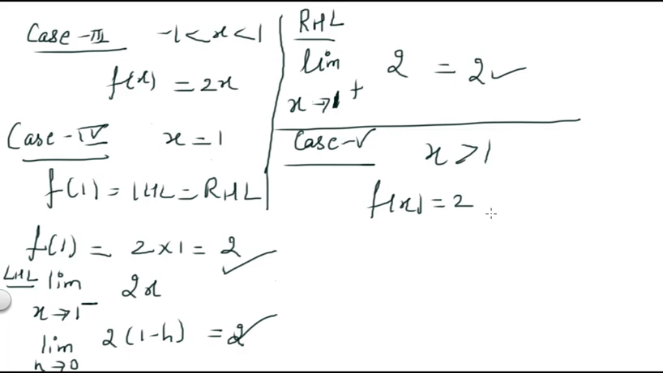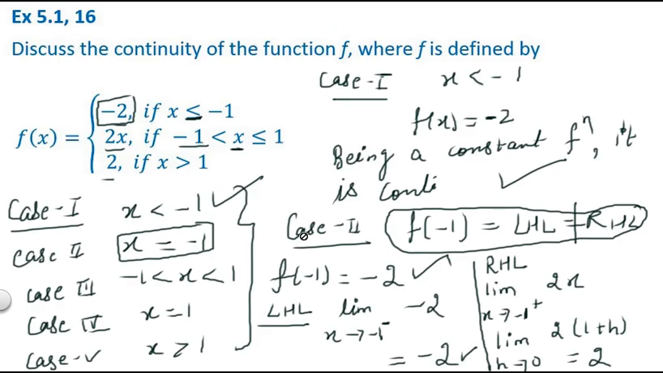Hence, the function is continuous everywhere except which point? Except point -1, where we were not getting our LHL equal to RHL. This is how we discuss the continuity of the function. So this was question number 16. Same way you are going to do the 15th question also, which was given in your homework. Let us now proceed to the next question.